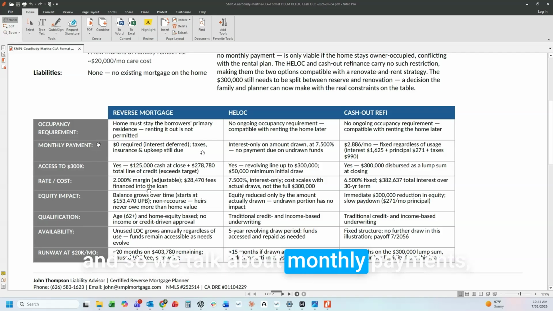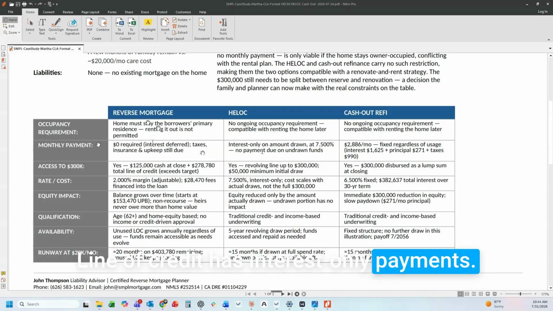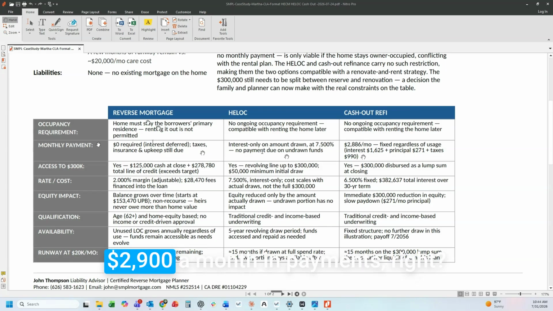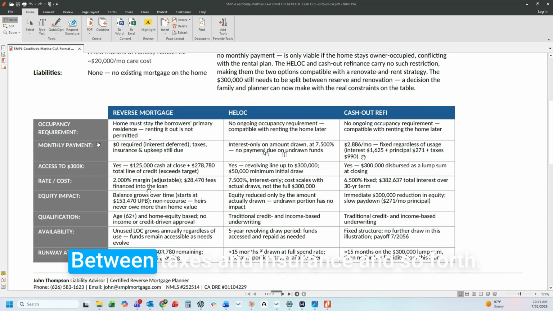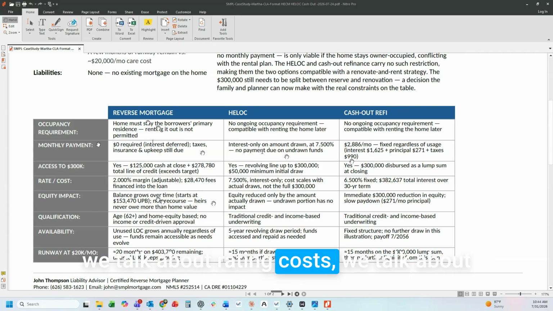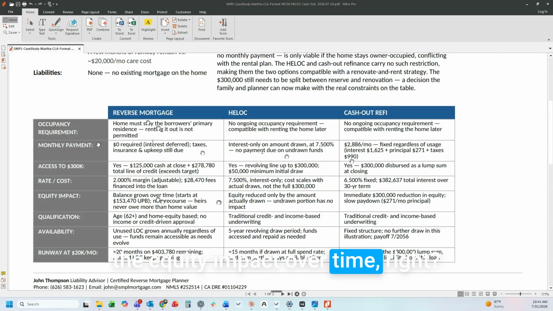And so we talk about monthly payments and the impact on cash flow. Reverse mortgage obviously has no payments. Line of credit has interest-only payments. Cash out would have almost $2,900 a month in payments, between taxes and insurance and so forth. Lots of different stuff here. We talk about rate and cost. We talk about the equity impact over time, right?